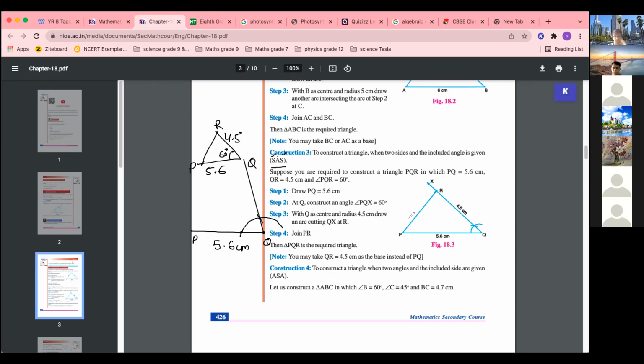And now what will we do? 4.5 centimeter I have to draw. So from here, cut an arc of 4.5 centimeter. The point of intersection, join it with P. And this is 60 degrees. Ma'am, understood? How to make a 60-degree angle?